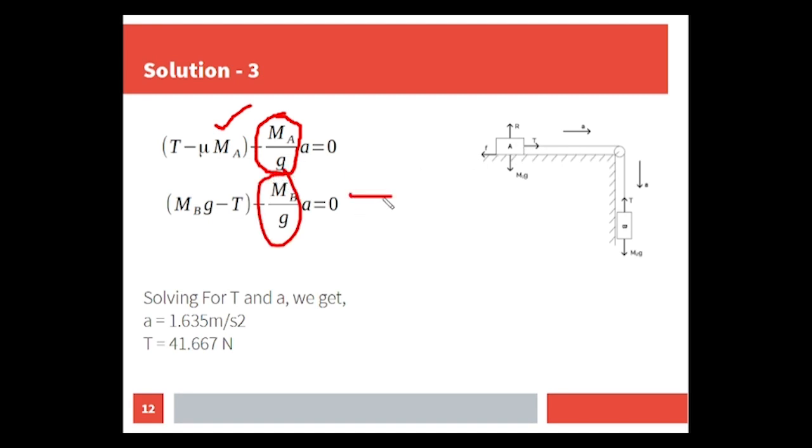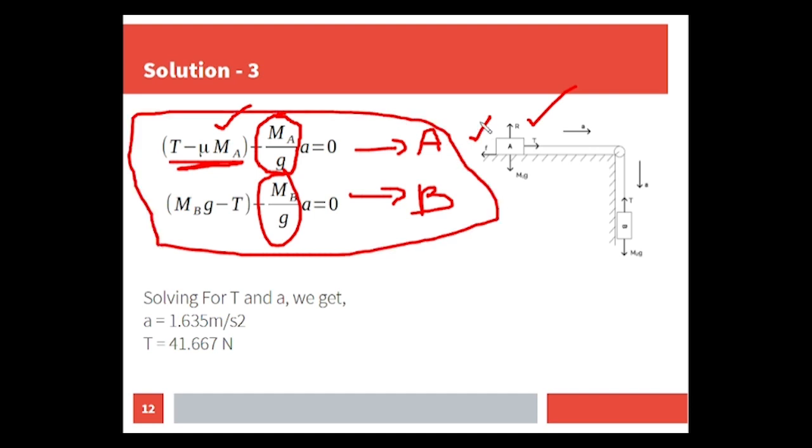Similarly, this is the case for block B, and this is the case for block A. In case of block A, it's accelerating in this direction and the tension is in the direction of acceleration. So obviously tension will have the magnitude and the frictional force will be opposing. So you can write T minus mu mg minus ma is equal to 0. You can frame these two equations, applying the same logic. So this we can solve for T and a, and we'll get the values of a and T.